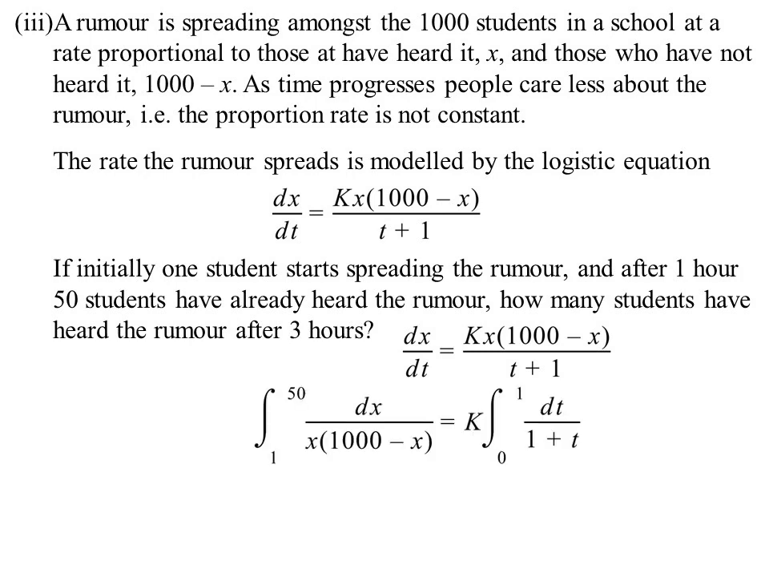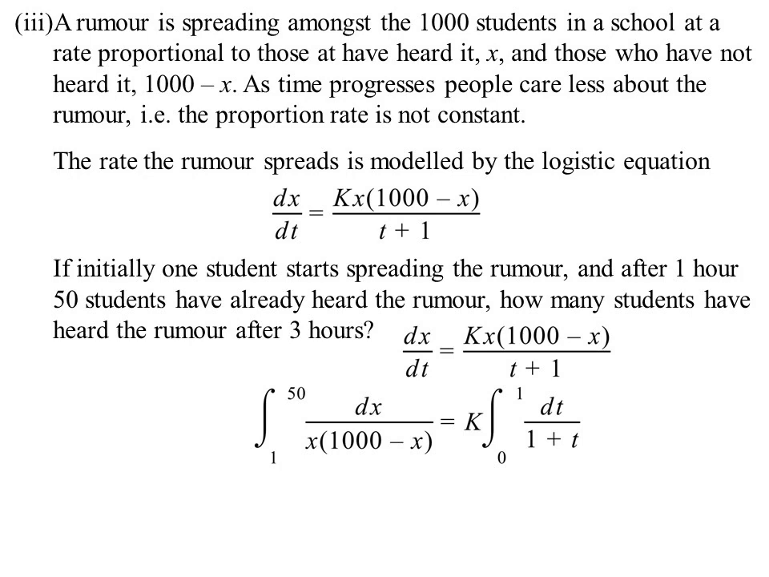Now at t equals 0, only one person knows the rumour. That's the person that's going to spread it, because they're the only one that knows it. So when t equals 0, the number of people that know the rumour is 1. We were told after 1 hour, 50 people know the rumour. This is what we have to solve.